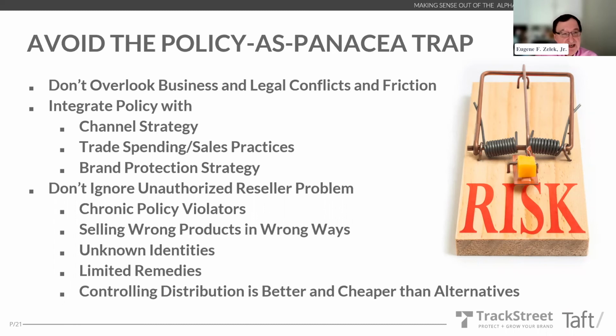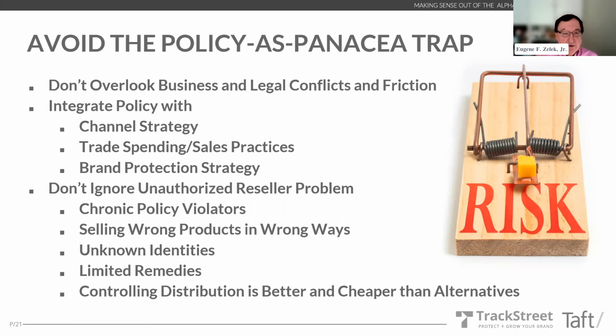But it is important to integrate a policy, look more broadly, with your overall channel strategy, with your trade spending and sales practices. We've got plenty of clients where the biggest issue in resale price erosion is their trade spending. They reinforce it with the way they put money on the table. And it also has to be consistent with your brand protection strategy.